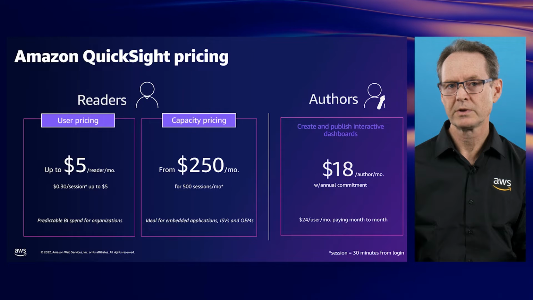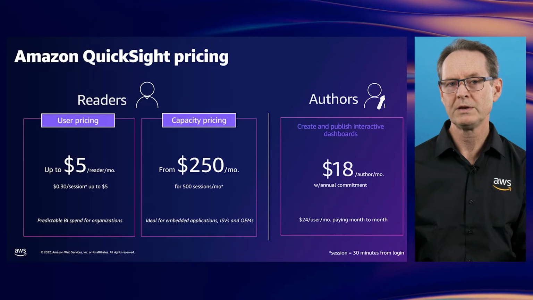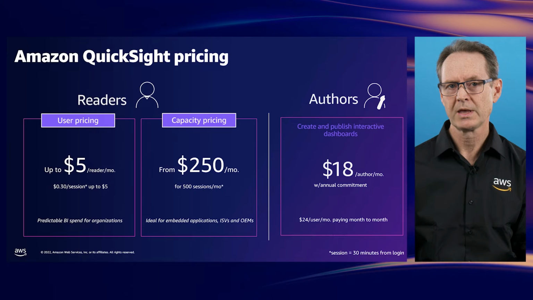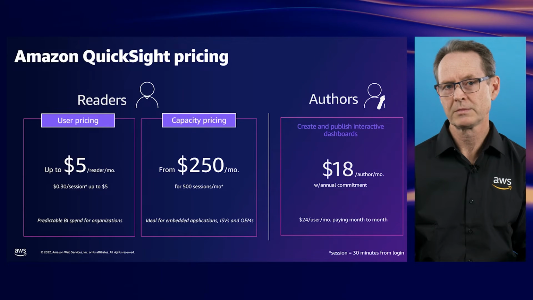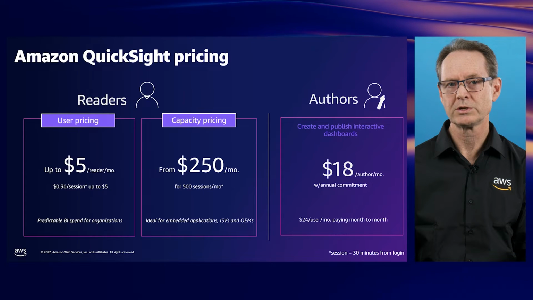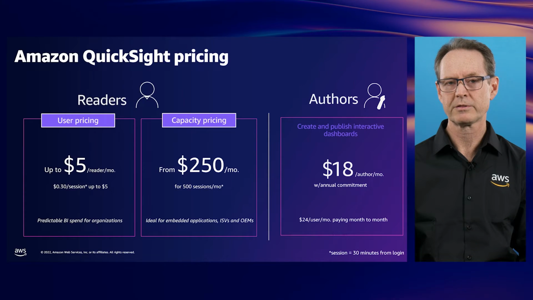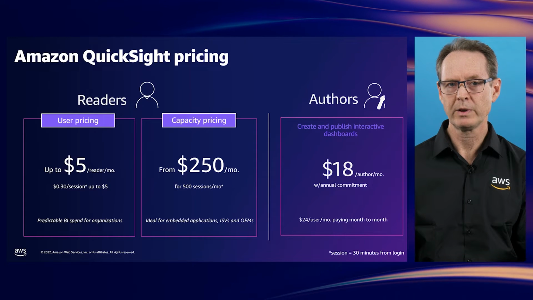As an alternative, as you can see in the centre, we have a capacity-based pricing model that removes the need for named reader licenses. It is optimised to suit embedded deployments where users scale from 10 to 10,000 users. And on the right, you can see authors are charged at $18 per month. You can find out more details and a calculator on our website.